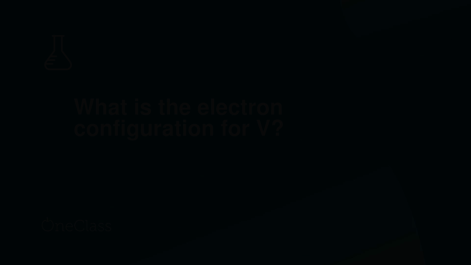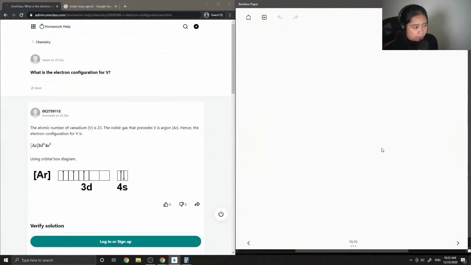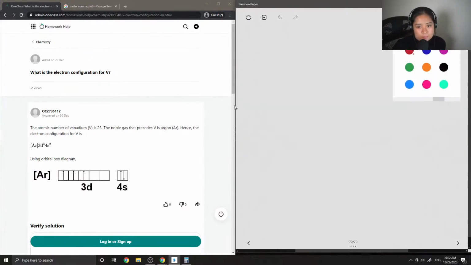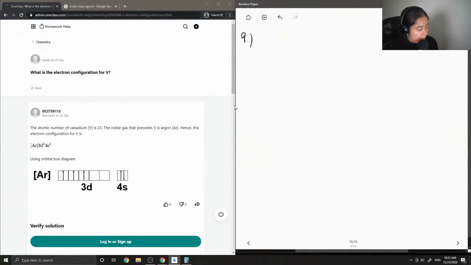Okay, so on to question number 9. What is the electron configuration for vanadium?